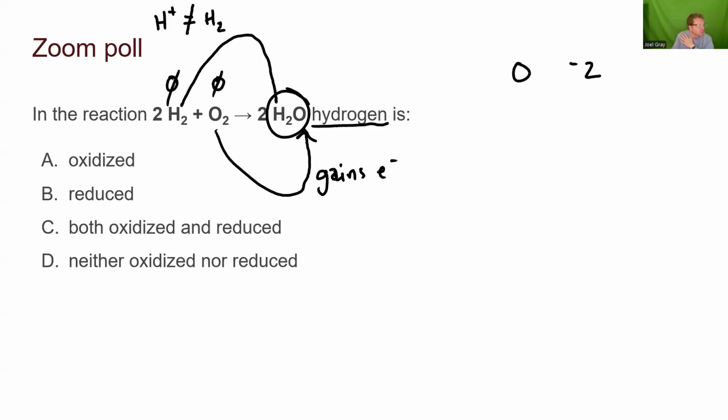Hydrogen, well, hydrogen has to become H plus. Therefore, each one of those went from 0 to +1. So they lost an electron.